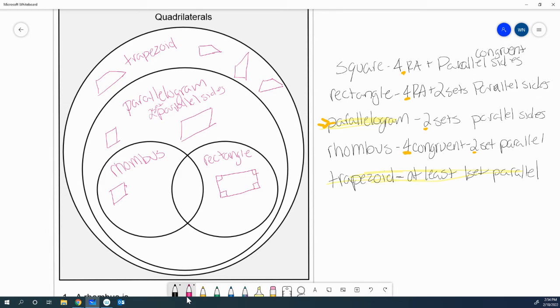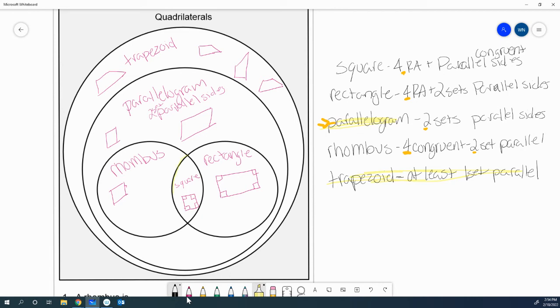And then the most specific, the smallest part of your little Venn diagram here is a square, because a square is everything. A square is a rhombus, a square is a rectangle, a square is a parallelogram, and a square is a trapezoid. Go ahead and draw yourself a square in your box. Make sure to include those right angle drawings. All right, now that we know what it looks like, let's talk about how to read it.